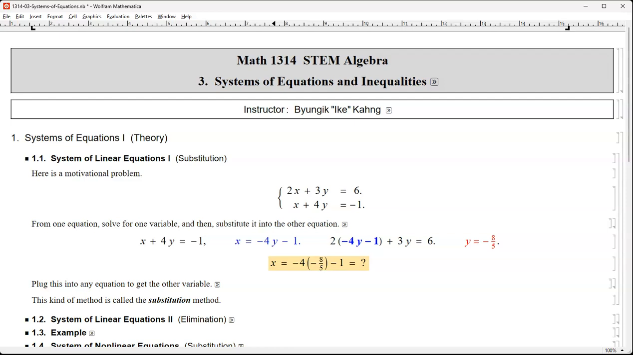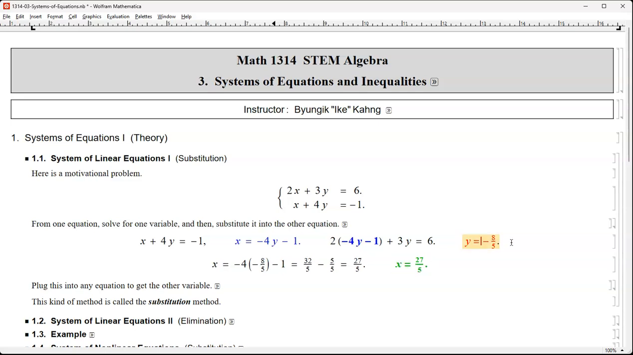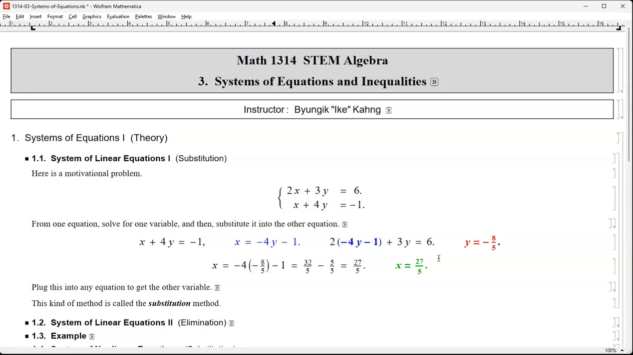Doing this computation shouldn't be too hard. You can just use a calculator. If you do it, what do you get? 32/5 and then -1, which is 5/5. So 32 minus 5, you're going to get 27. So x is 27/5. Let me highlight it in green. So the answer: x is 27/5, highlighted in green, and y is -8/5, highlighted in red.